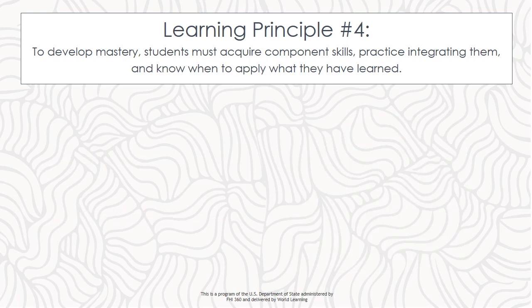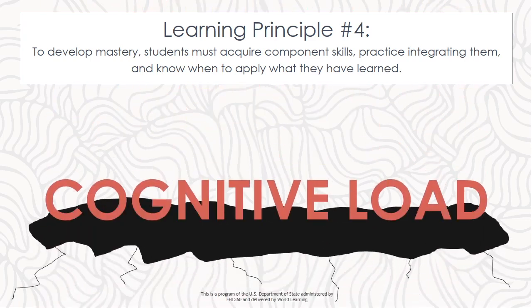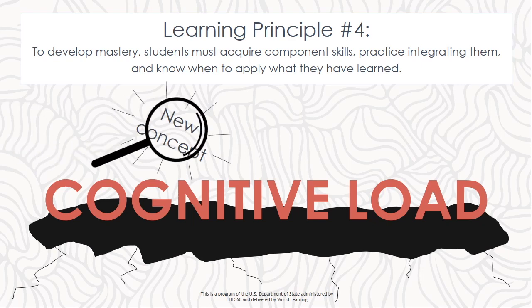The principle of learning component skills has to do with the concept of cognitive load. When a concept is new, it needs to be the focus of one's exploration. Trying to understand too many new concepts together all at once can lead to cognitive overload, which results in confusion and does not result in learning.